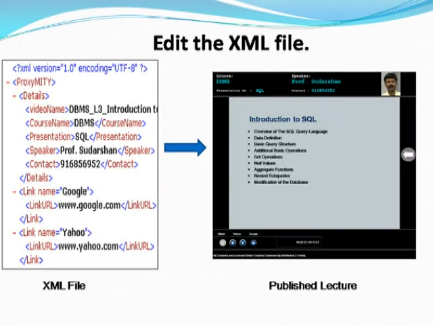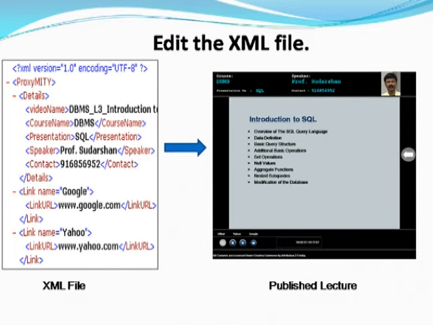So this is the XML file. Okay, so I want to edit it. The simplest UI I can think of is to have, on the left hand side, all the labels like video name, course name, and on the right hand side, whatever the value is, I will have it in a text box. The simplest UI I can think of. And the user can edit whatever they want to do. So that will be the editing of XML.